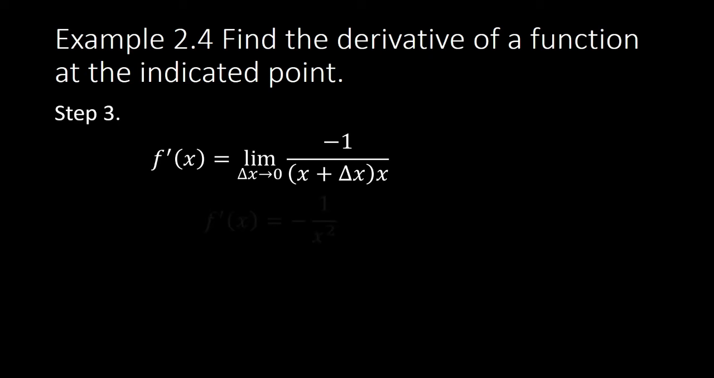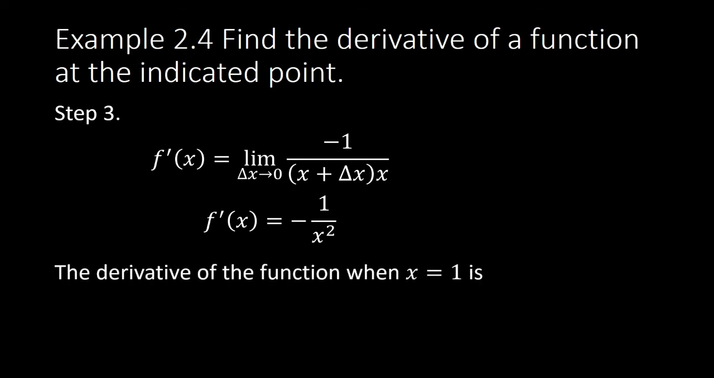So as delta x approaches 0, look at this. As this one approaches 0, this becomes x plus 0, which is just x. And then x times x is x squared. So the derivative of our function is another function. It's given by negative 1 over x squared. That is the general derivative of our function. And so we must now pay attention to the original instruction. What is the derivative of this function when x is equal to 1? So you just evaluate the derivative when x is equal to 1.